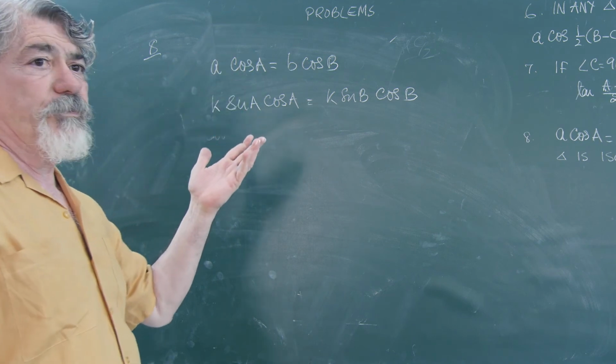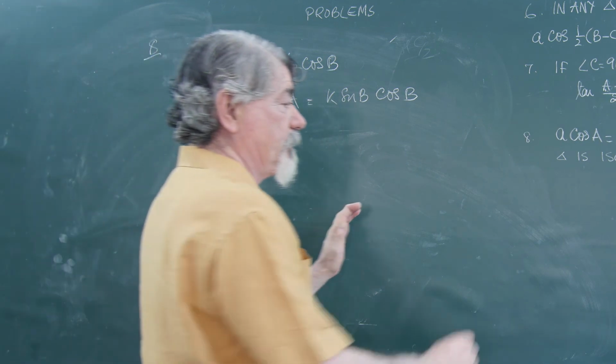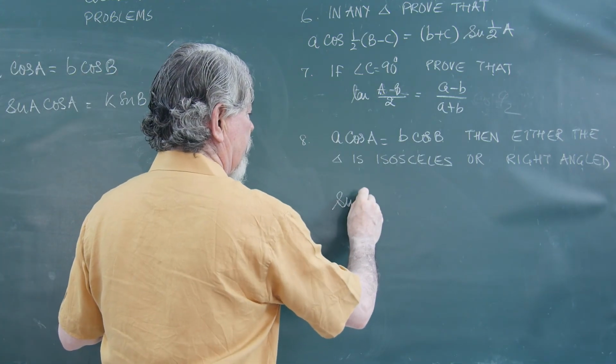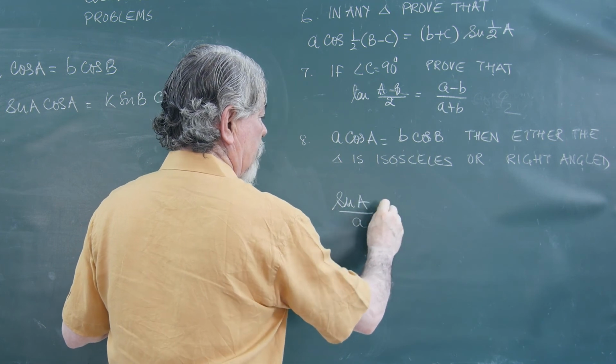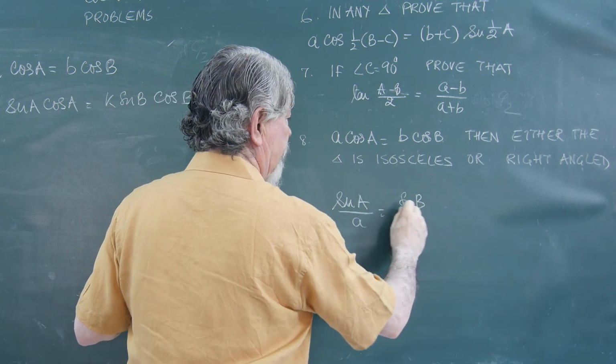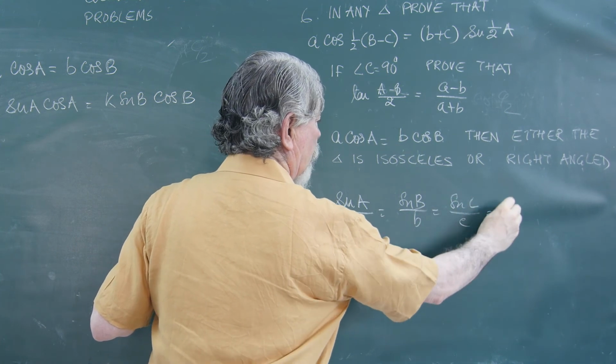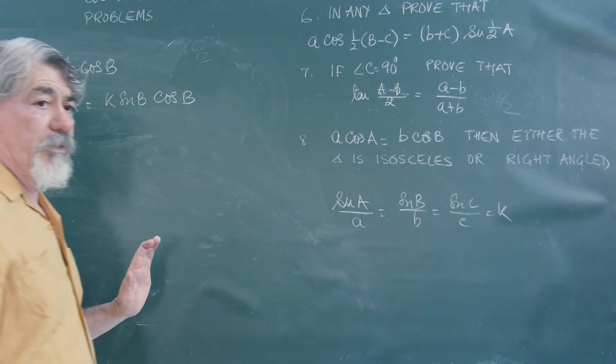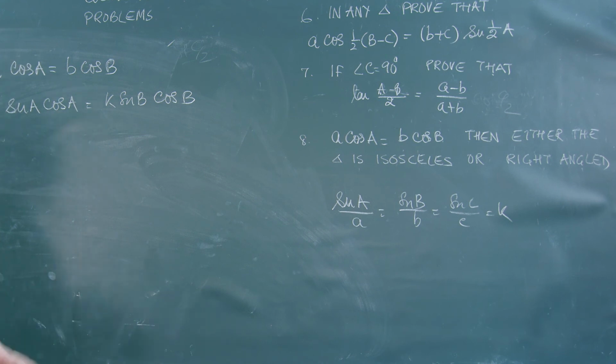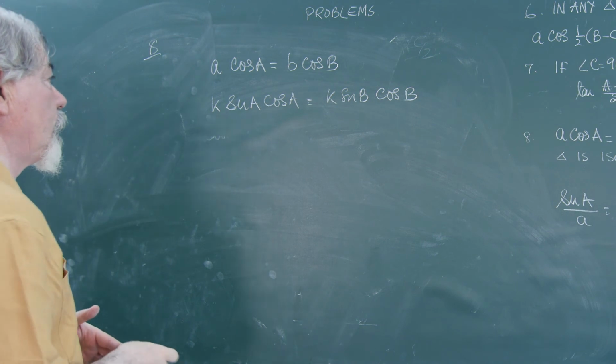Whichever way you want to convert, as I said, whether you write sin A upon a, or sin B upon b, or sin C upon c equal to k, or you reverse the order, a upon sin A, b upon sin B, c upon sin C is equal to constant, that is also all okay.